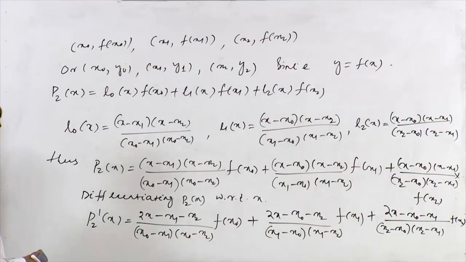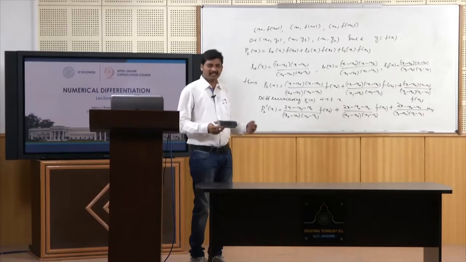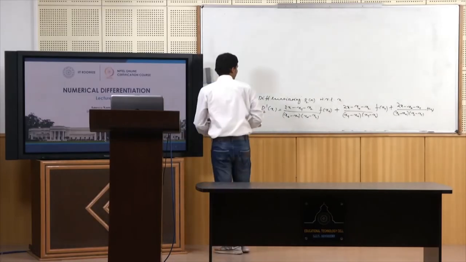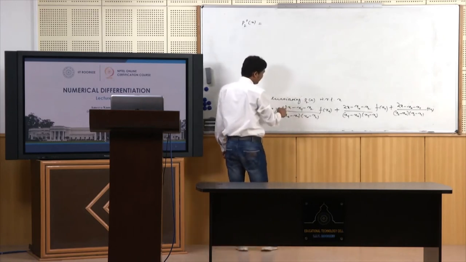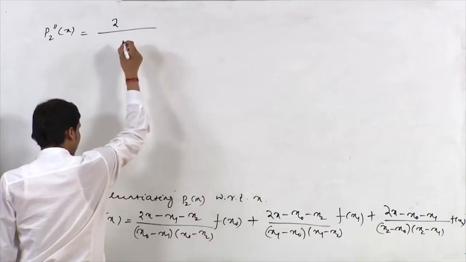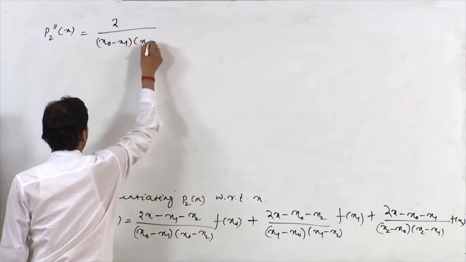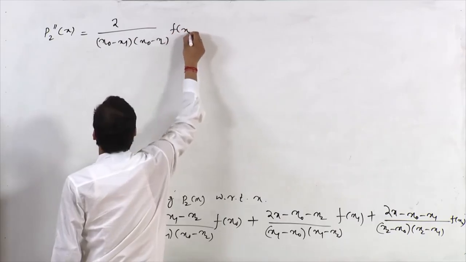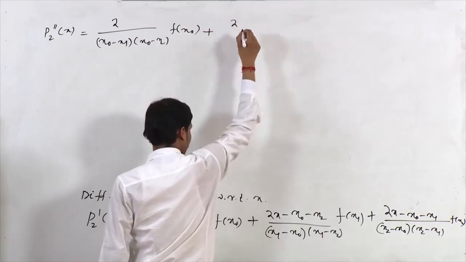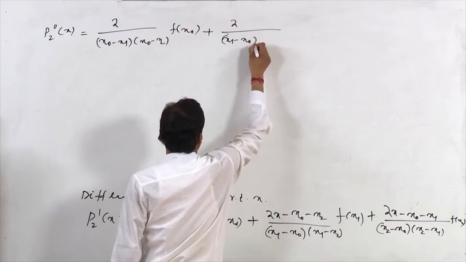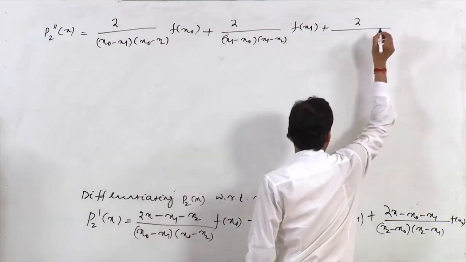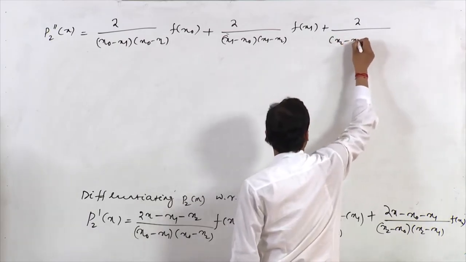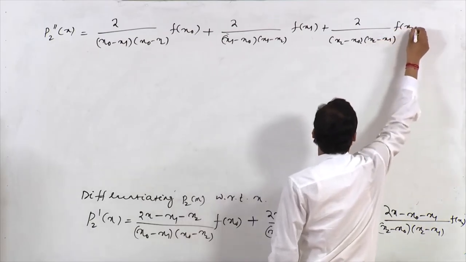Now if you differentiate p2 dash x once more, we obtain p2 double dash x. For the second differentiation, the first term, which involves the variable, gives 2 by (x0 minus x1)(x0 minus x2) into f(x0), plus 2 by (x1 minus x0)(x1 minus x2) into f(x1), plus the last term, where one more differentiation gives 2 by (x2 minus x0)(x2 minus x1) into f(x2) here.